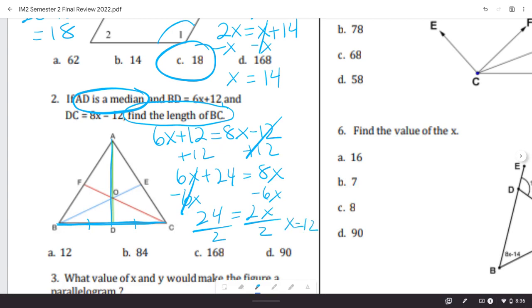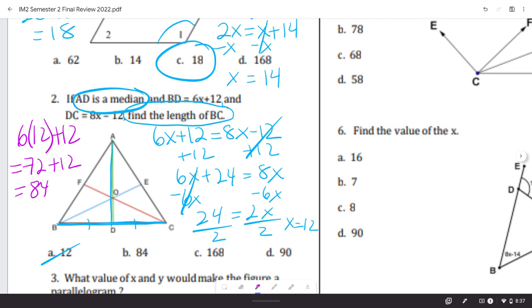That's not my answer though, okay? Because the directions say find length BC. So what I'm going to do is I'm going to plug it into either this or this. It doesn't matter which one because they're equal. So I'm going to plug it into 6x plus 12. So 6 times 12 plus 12. And that's going to be 72 plus 12, which is 84.